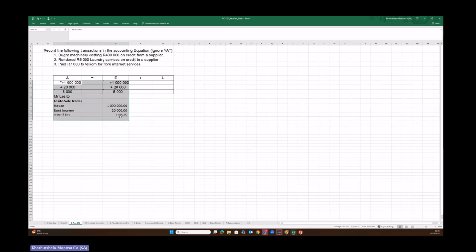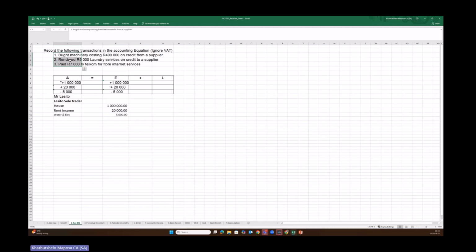That was Mr. Lisito's example, and I had some examples here, but I believe we have covered the principle. Is there anyone who's still having an issue, or not understanding, or not knowing how they are going to record these 3 transactions? Let's see by the raise of hands.